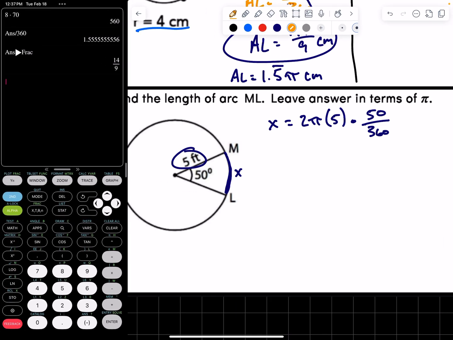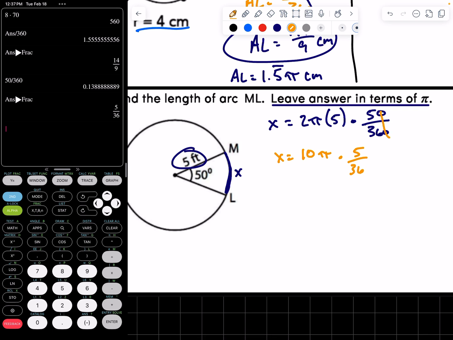Again, we want our answer in terms of pi. So we're going to leave pi in our answer. We've got x equaling 10 pi times, and then I'll just do 50 divided by 360, math frac. That's going to be 5 over 36. We couldn't do anything but take off those zeros, which is fine. 10 times 5 equals 50. So x equals 50 pi over 36.